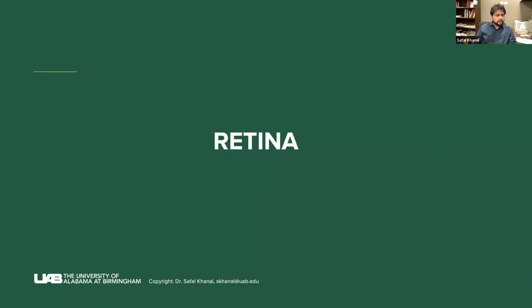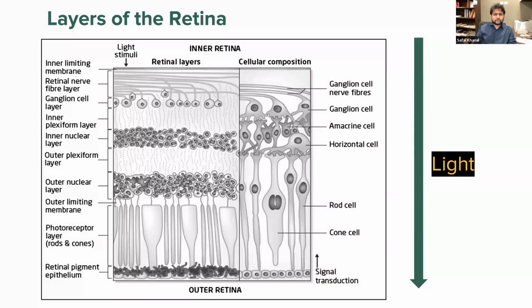So let's look at the retina a little bit more. We're just about at the 1.5 hour mark, just over it. So probably I'll take the next 10 minutes or so to finish up the retina, and then the visual field and the circle of Willis.